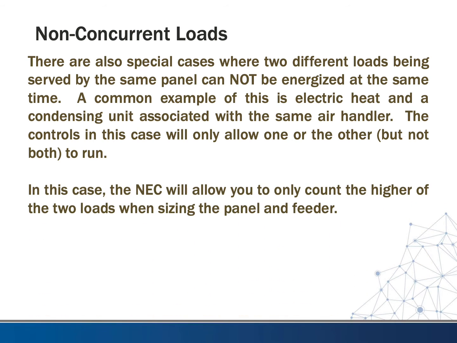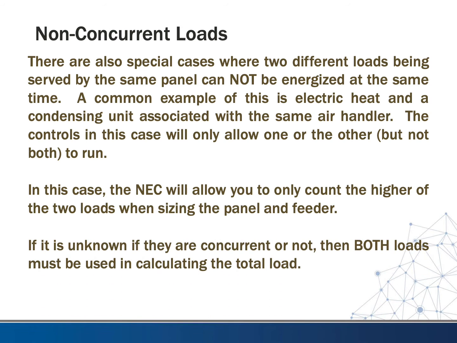In this case, the National Electrical Code will allow you to only count the higher of the two loads when sizing the panel and feeder. If it is unknown if they are concurrent or not, then both loads must be used in calculating the total loads, because there is a chance they could both run at the same time, though likely not.